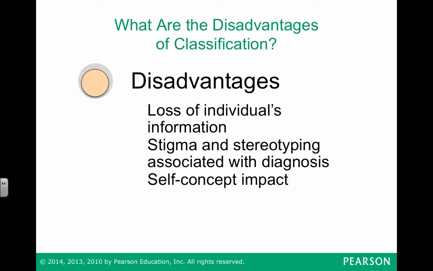What are the disadvantages of classification? Some of the disadvantages include a loss of individuals' information. An example of this would be if I had a client who came in and maybe brought a chart from another therapist and I saw the diagnosis, or if they told me they had been diagnosed at one time with a certain disorder, I might form opinions about them and not dig as deeply and get their individual information as I would if I started with a blank slate. Also, there's some stigma and stereotyping that takes place and is associated with certain diagnoses. And also, being given a diagnosis could impact some people's self-concept or self-esteem.